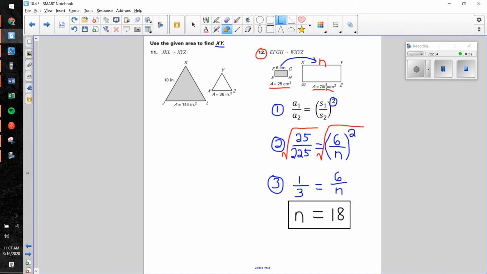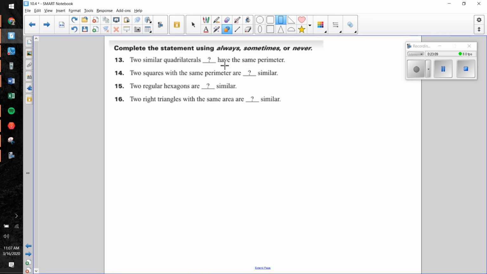But the area then isn't 3 times as much. The area is actually 9 times bigger. We took the 3 from the scale factor and squared that to get 9, and sure enough, 25 times 9 is equal to 225. So hopefully we can kind of see what's going on there with that.